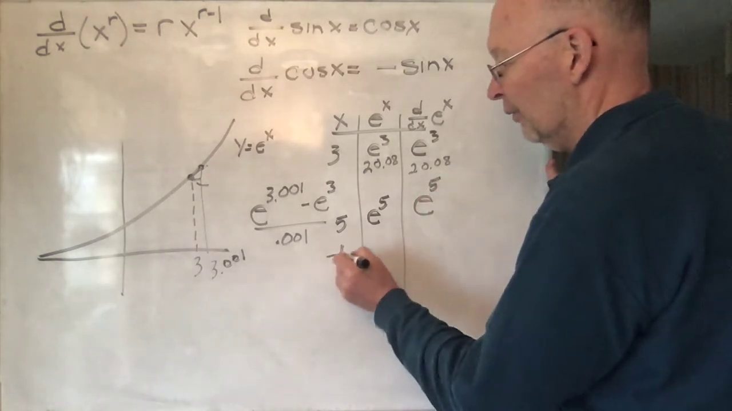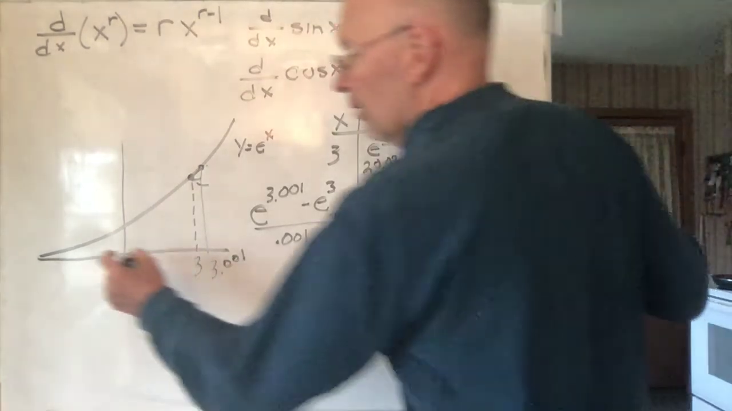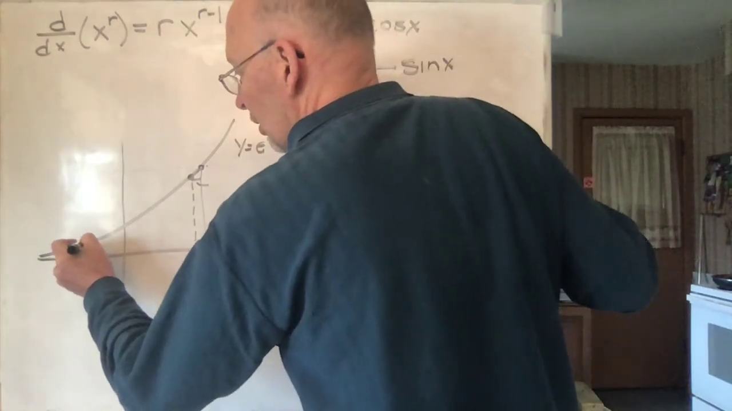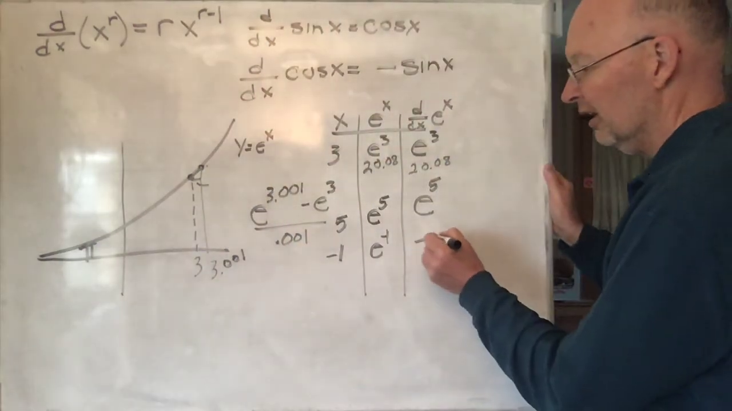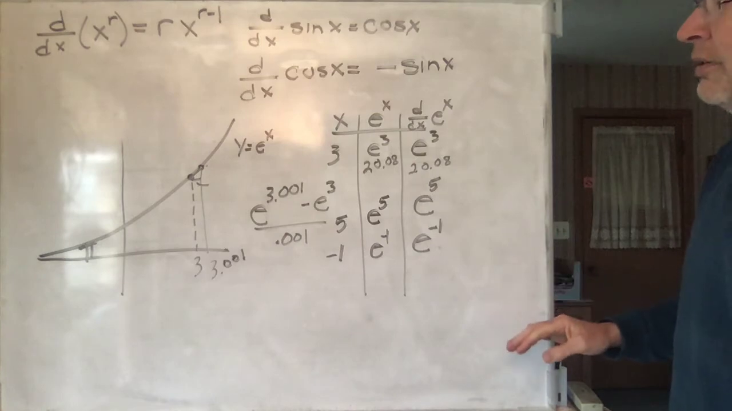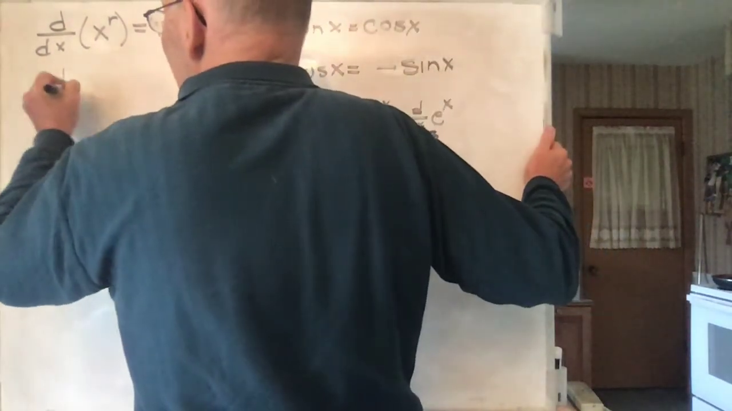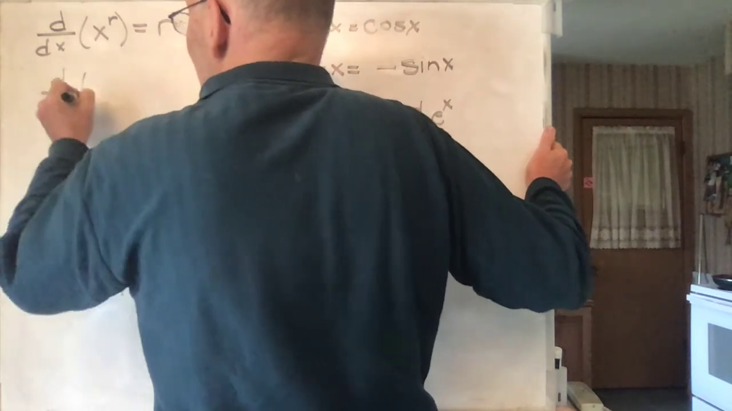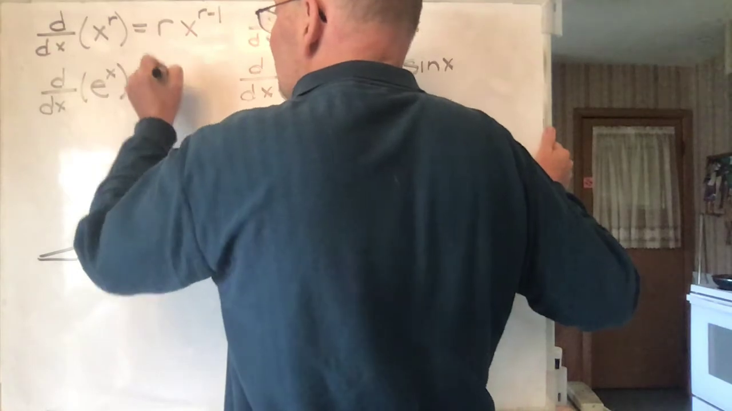If you put in -1, e to the -1, whatever value this is, you find the slope right there by taking 2 points very close together, you're going to end up with exactly the same value. So it turns out, amazingly enough, that the derivative of e to the x is just e to the x. Very unique.